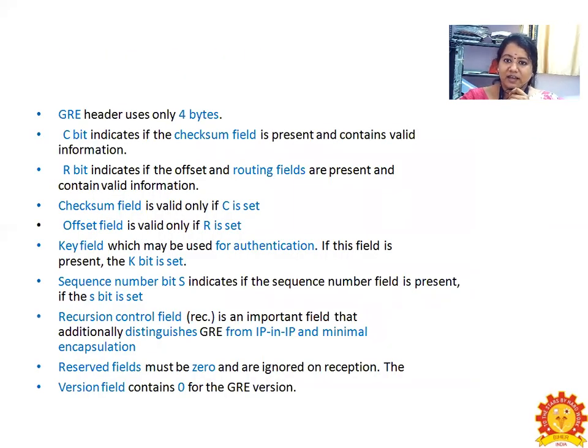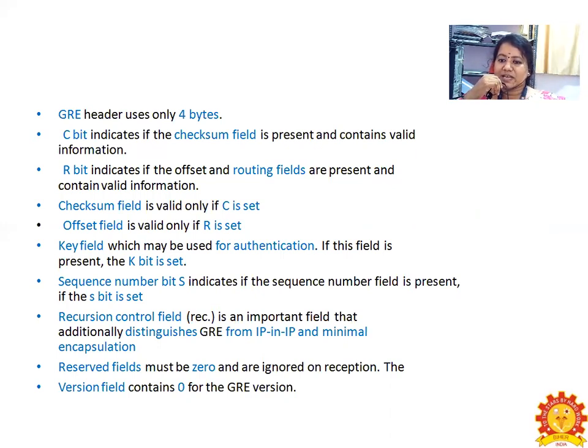Here the GRE header uses only 4 bytes. The C bit will indicate that the checksum field is present and it contains valid information. The R bit will indicate that the offset and the routing fields are present and contain valid information. Next, the checksum field is valid only if the C is set. The offset field is valid only if the R is set. The key field may be used for authentication. If this field is present, the K bit is set. The sequence number bit indicates if the sequence number field is present, if the S bit is set.